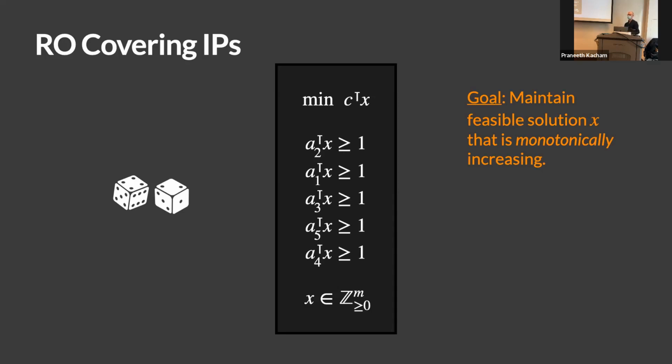And the constraint is that the solution be monotonically increasing. So once we increase a coordinate in order to maintain feasibility, we can never decrease it again. And so the challenge is to be competitive with the optimal cost, even with this requirement.